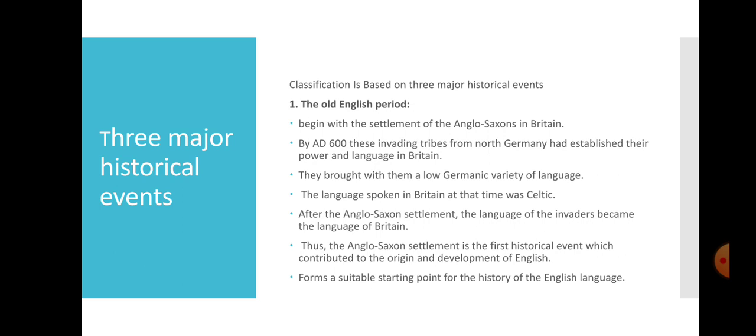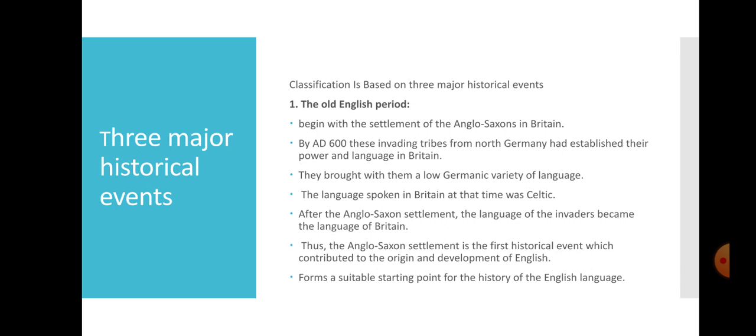Thus, Anglo-Saxon settlement is the first historical event which contributed to the origin and development of English. This formed a suitable starting point for the history of English language. The Anglo-Saxon settlement formed the starting point of the history of English language.